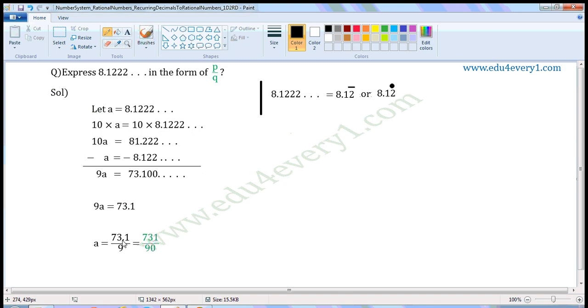There is one decimal place here. So to remove the decimal point, we have to put 10 in the denominator. So we can write this as 731 by 9 into 10, which is equal to 90. So it becomes 731 by 90. There are no common factors for 731 and 90, so leave it as it is. 8.1222 and so on in the form of P by Q is 731 by 90.